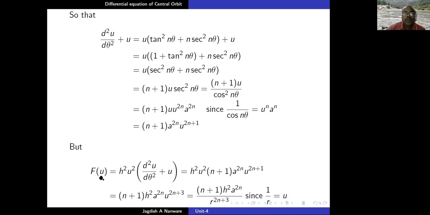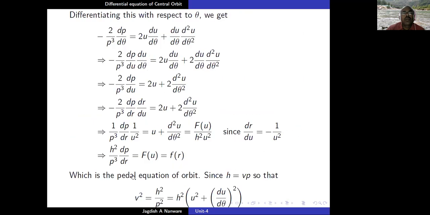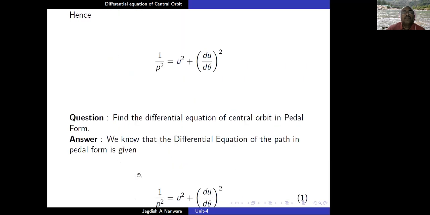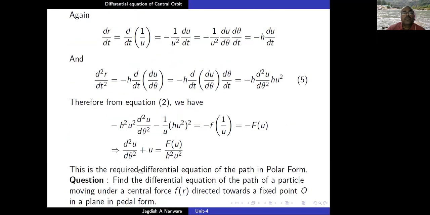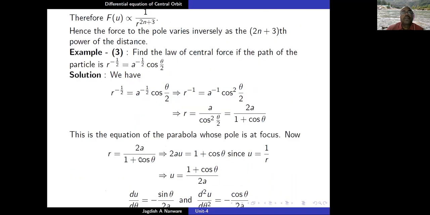But what is f of u? f of u from that differential equation I have shown. Again, we go back to that equation so that it will be clear to you. So what is f of u? Because we need to find the central force, which we call the law of central force. So f of u is equal to what? This h² u² into this bracket, right? That is what we are going to do here.